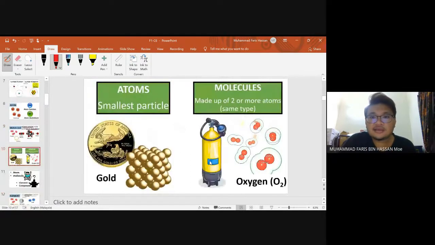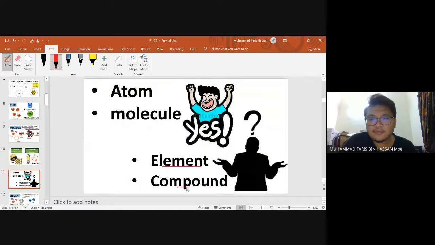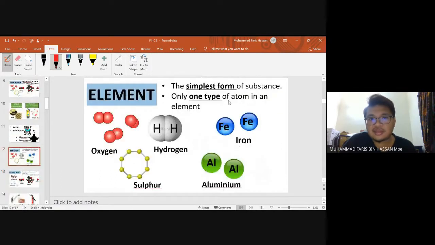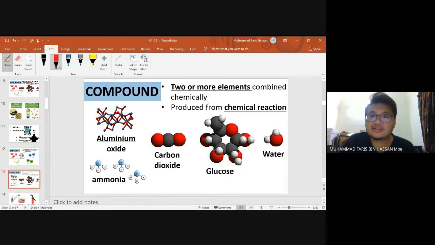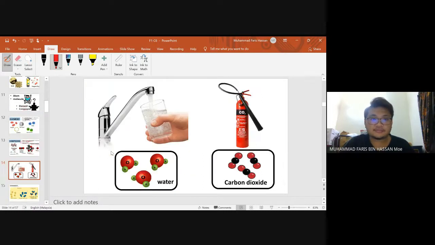And then you also learned about the element and the compound. An element is the simplest form of substance, containing only one type of atom. A compound is 2 or more elements combined chemically. So this is the keyword for the compound: chemically combined. And the compound is produced from a chemical reaction. Examples of a compound are aluminum oxide, ammonia, carbon dioxide, glucose, and water.